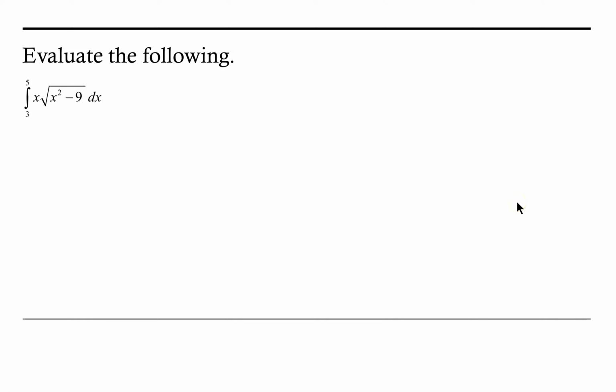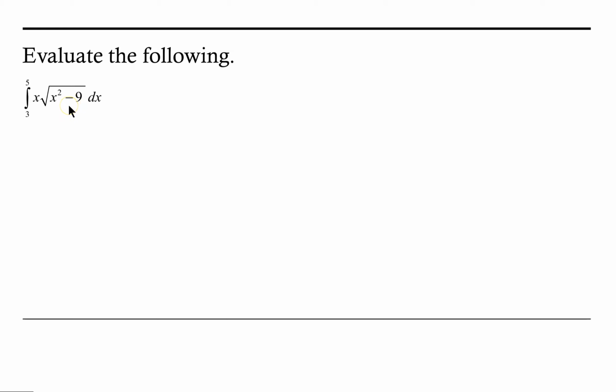Welcome. Let's take a look at evaluating a definite integral using the substitution strategy. In this case, we have the integral from 3 to 5 of x times the square root of x squared minus 9. And as we think about implementing the substitution strategy, we often look for a couple of features.